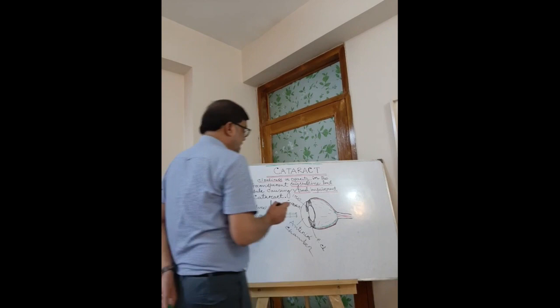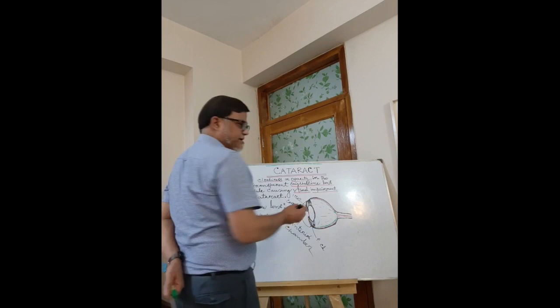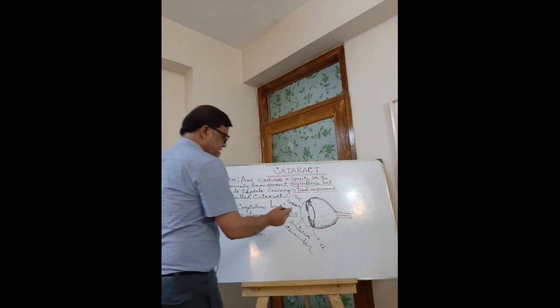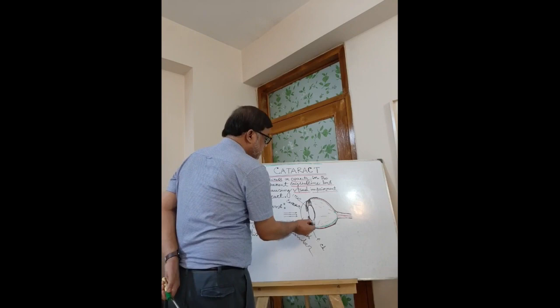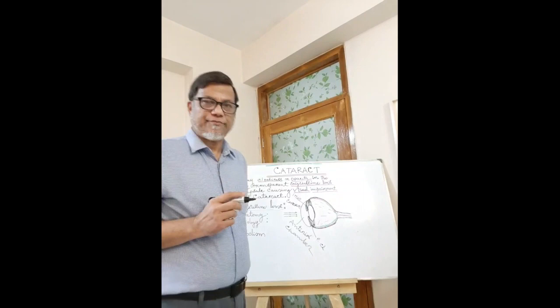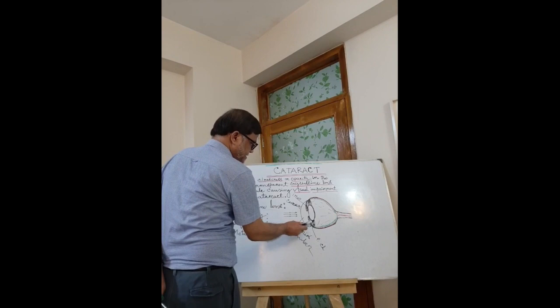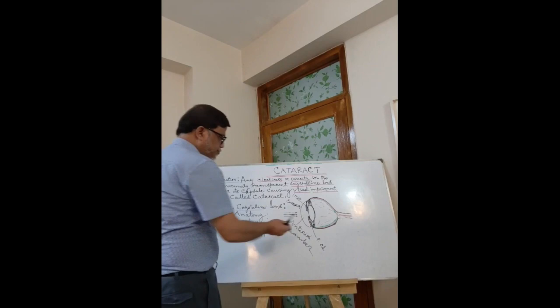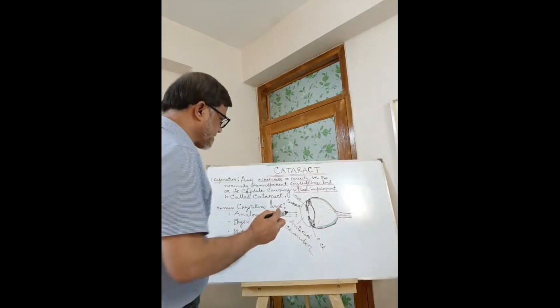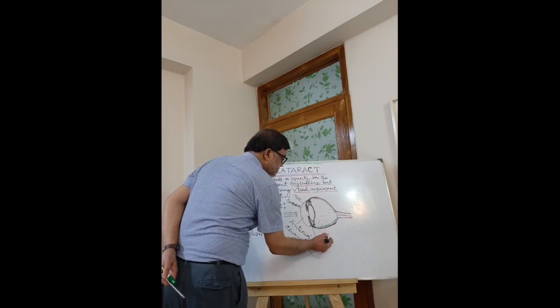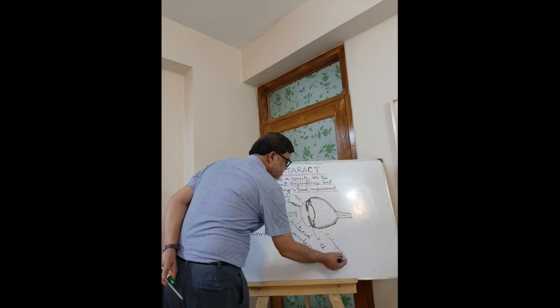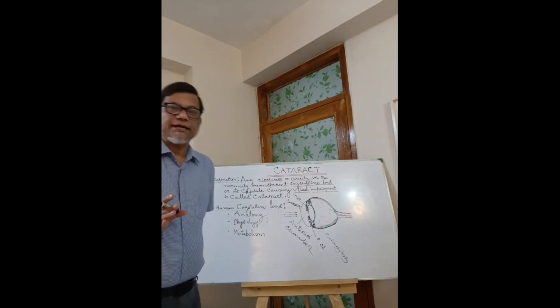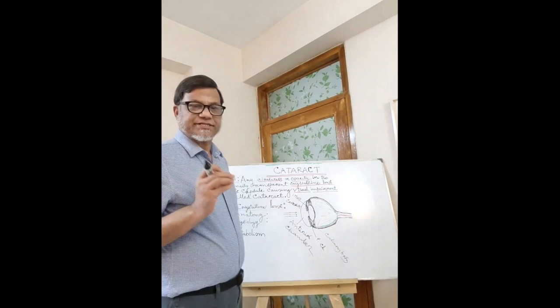Okay. Now, this human crystalline lens is clear, transparent, and it is suspended in this position by the suspensory ligament, the zonule of Zinn. It is attached to the equator of the lens and to the ciliary muscle and ciliary processes, in the ciliary body. This ciliary body is composed of the ciliary muscle and ciliary process. This ciliary process, a projection-like structure, secretes aqueous humor. Okay.